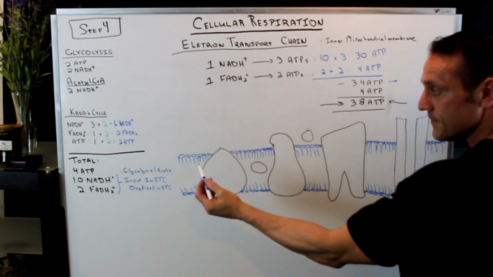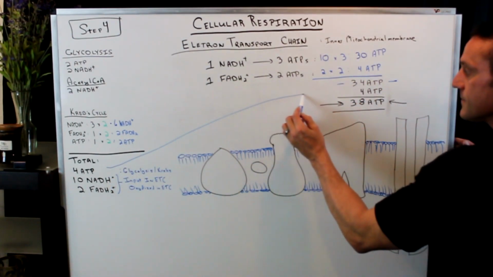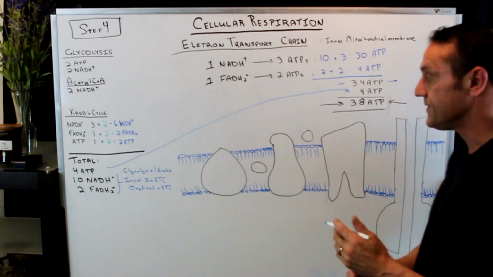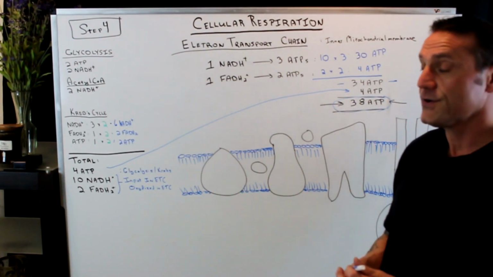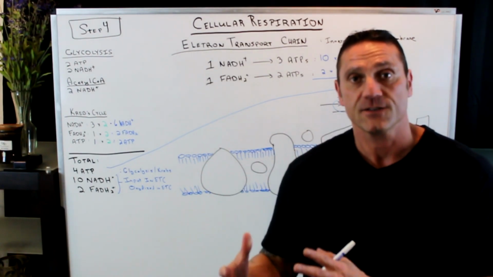However, remember, in glycolysis, you're still going to add up those 4 ATPs to have the last final product of 38 ATPs from the electron transport chain.